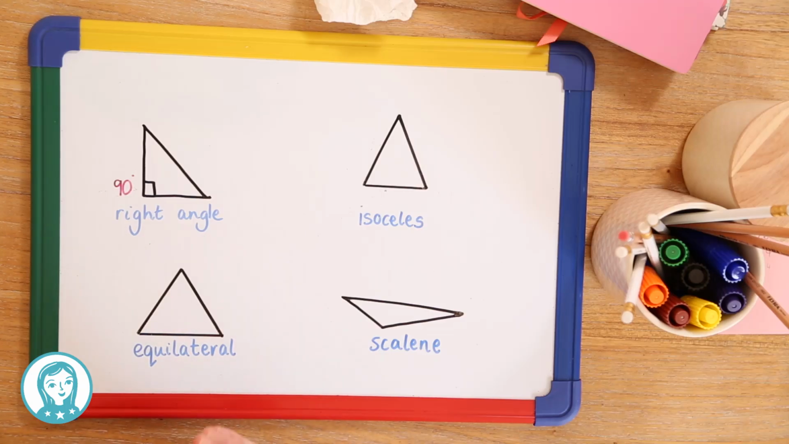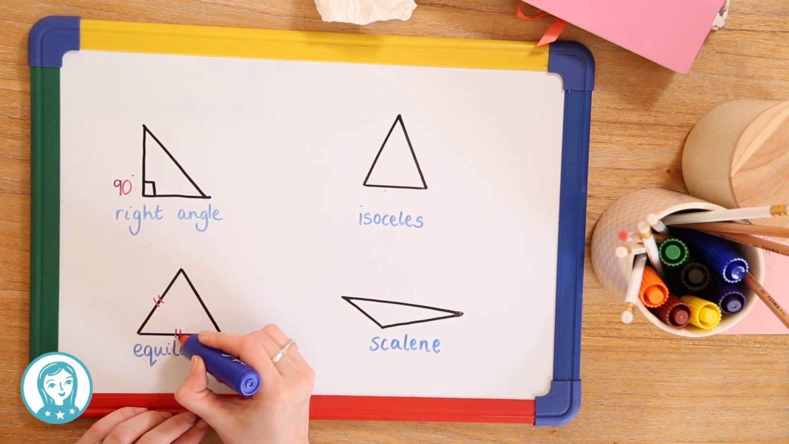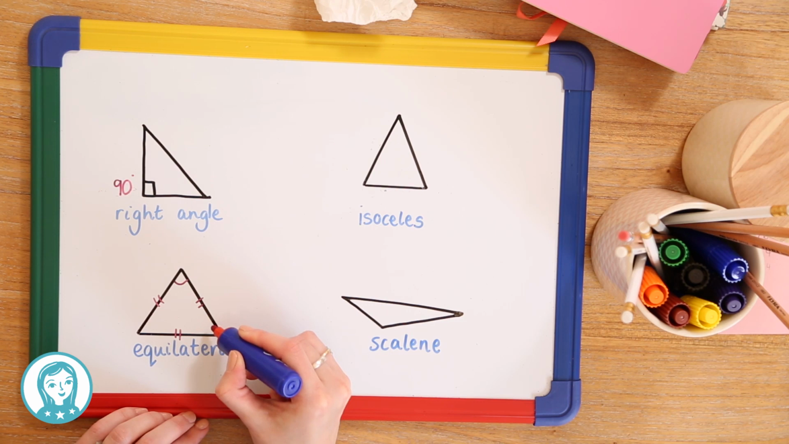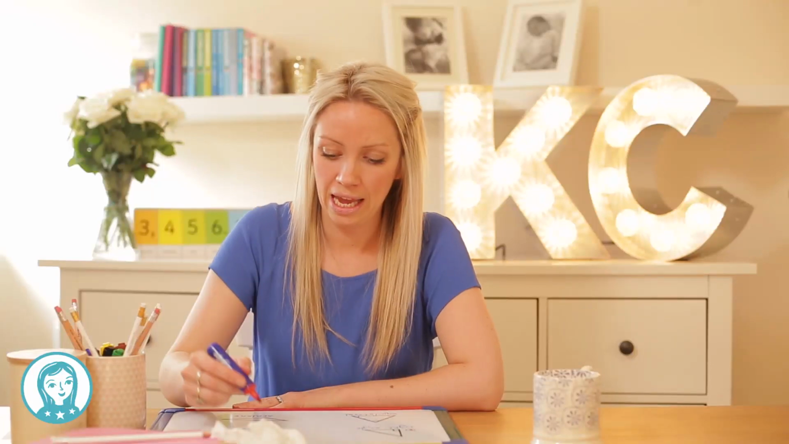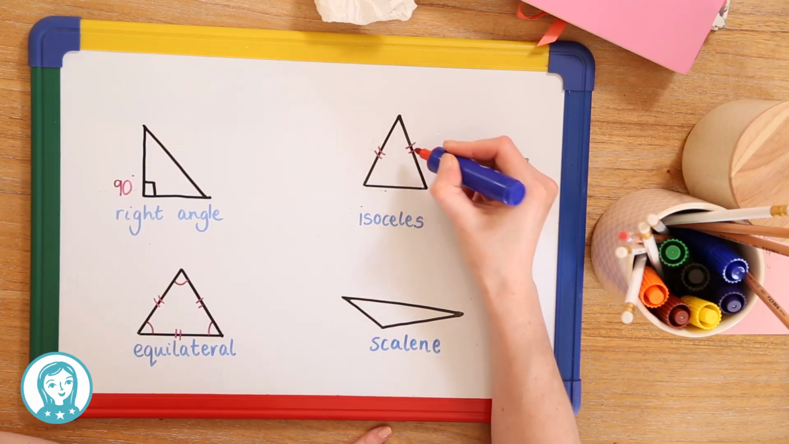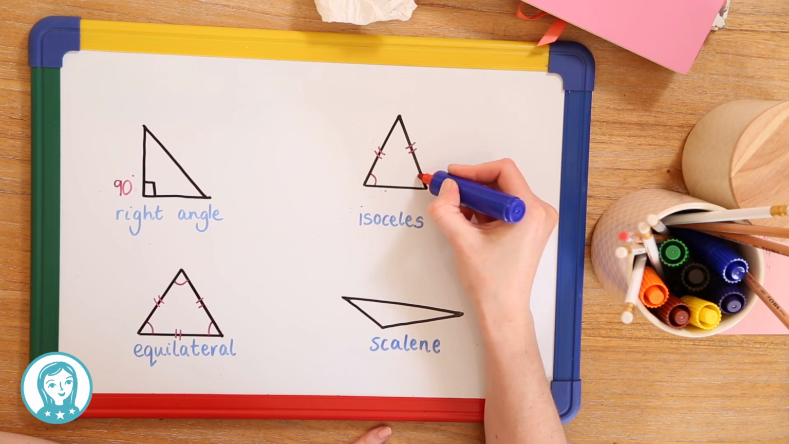Next, we're going to look at the equilateral triangle, which has 3 equal sides in length and has 3 equal angles. Okay, so all these lengths are equal and all its angles are equal. That's the equilateral triangle. The next is the isosceles triangle. It has 2 equal sides and 2 equal angles.